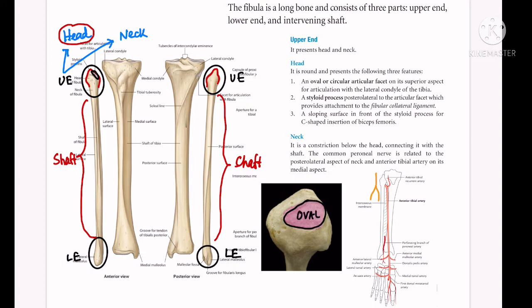This oval facet is also shown in the inset. This is the oval articular facet, and it articulates with a corresponding facet on the inferolateral aspect of the lateral condyle of the tibia. We know that the upper end of the tibia consists of a lateral condyle, a medial condyle, and an intercondylar area. The inferolateral aspect of the lateral condyle presents an articular facet which articulates with the oval facet on the head of the fibula. So the head presents an oval articular facet.